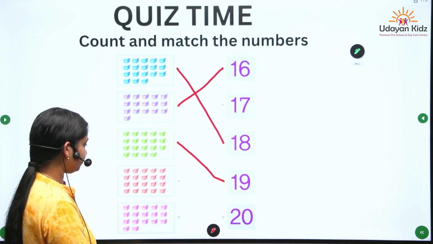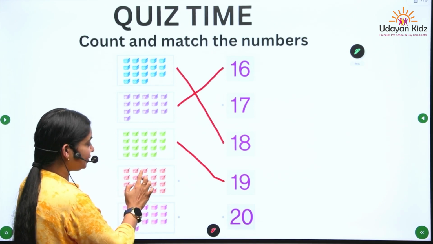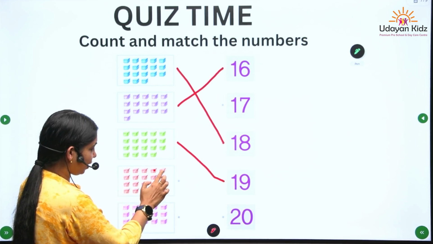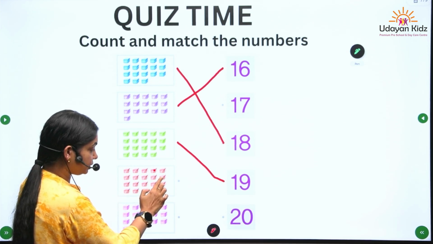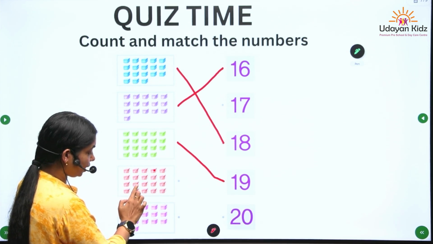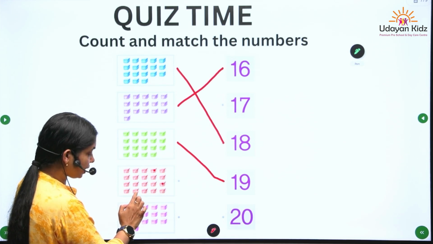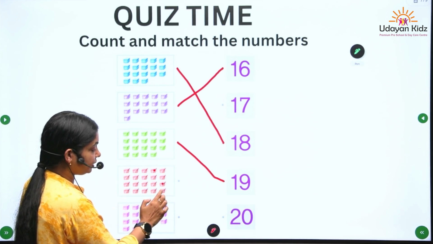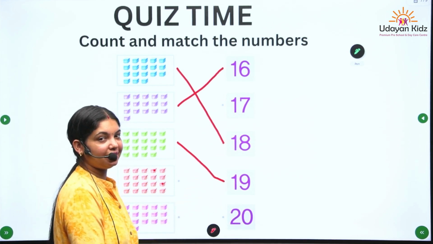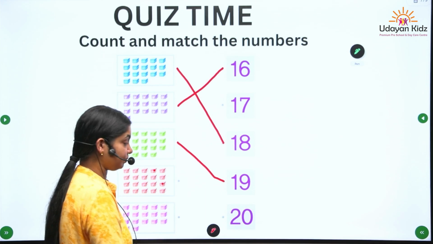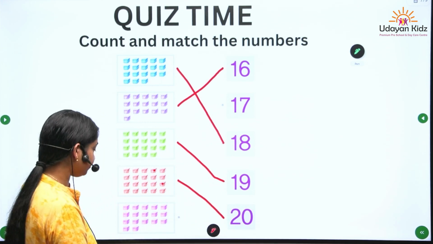So now, next question. 1, 2, 3, 4, 5, 6, 7, 8, 9, 10, 11, 12, 13, 14, 15, 16, 17, 18, 19 and 20. So now tell me, where is the number 20? 20. This one. Very good, children.